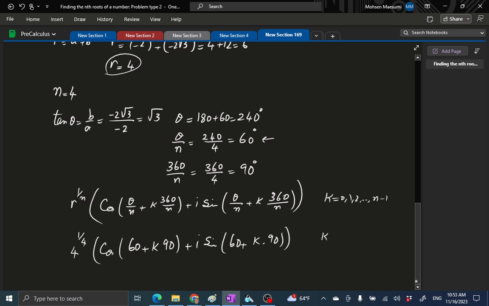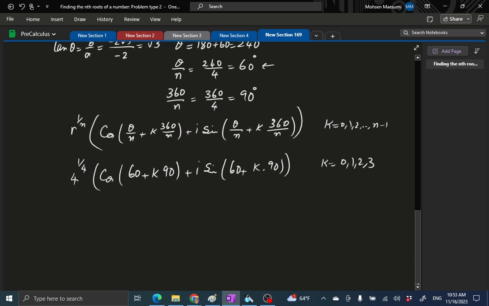Now my k are the numbers 0, 1, 2, and 3. We stop at 3, we just have 4 of these things. So 4 to the power of 1 over 4 times cosine of the first one. Let's take turns. K equal to 0, cosine of 60 plus I sine of 60.